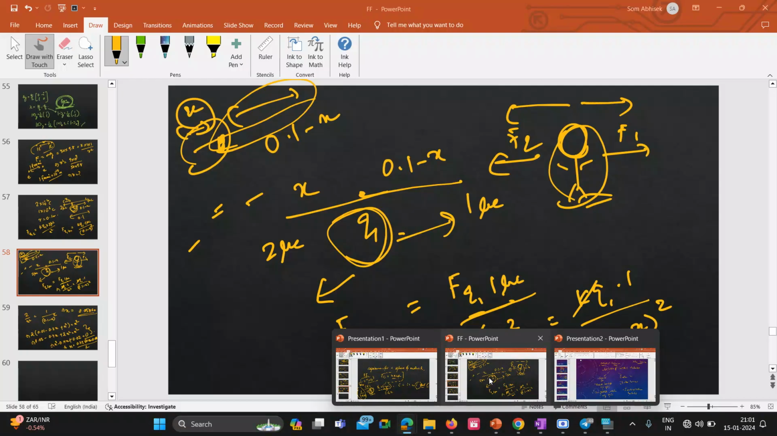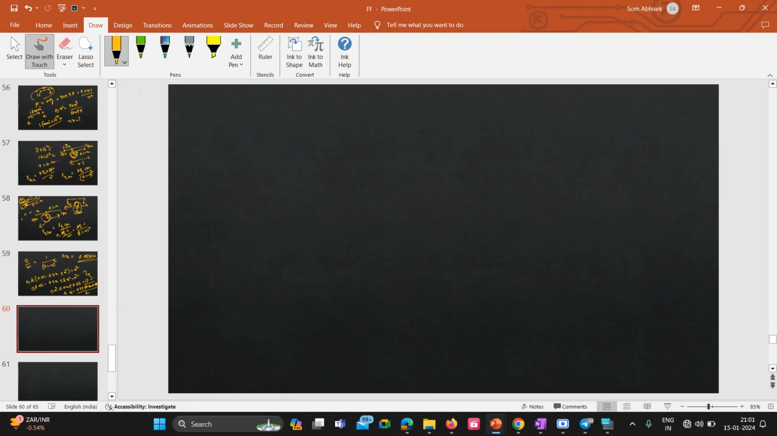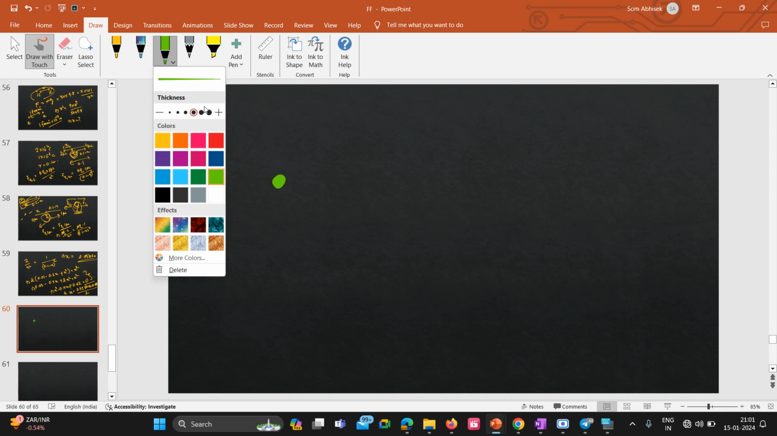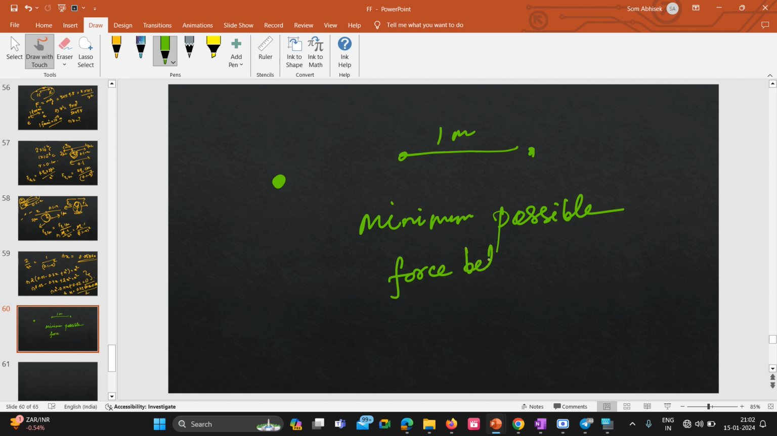Okay, see. You would be thinking there is no charge given, how can I calculate this? Two charges, the distance is 1 meter, and we want the minimum possible force between them.